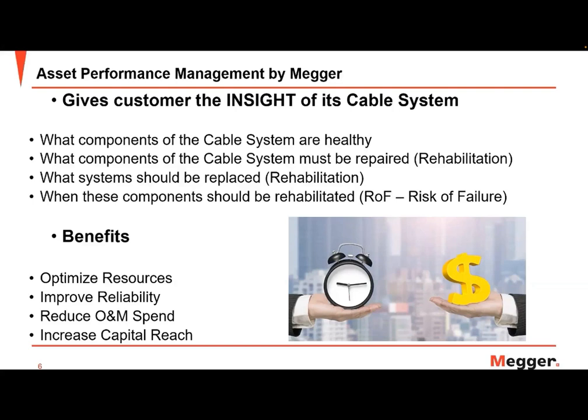We want to help you reduce your O&M spend, so you have less unplanned outages, which is of course going to reduce O&M expenses. And we want to show you how you're going to increase capital reach. Since some cables are going to assess as defect free or as good as new, then we're able to increase asset return or capital reach, and we'll get into that.